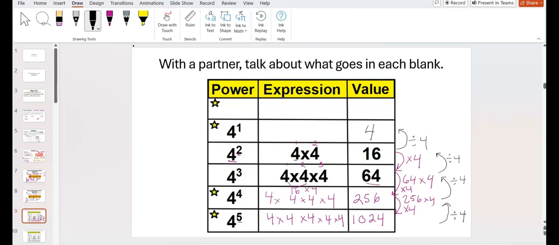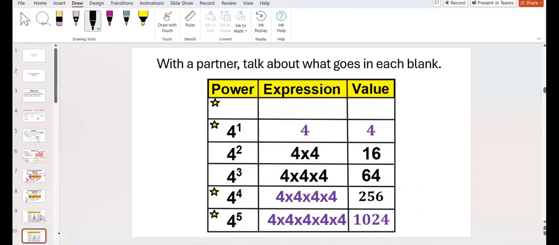Then if I look at this pattern, 4 to the second power means there's 2 4s being multiplied. 4 to the third power means there's 3 4s being multiplied. Then 4 to the first power means that there's just one singular 4, and it's not being multiplied by anything. Okay, so again, I'm going to show this to you a little bit more organized. And remember, the pattern that we saw was this is dividing by 4, whereas moving down is timesing by 4.